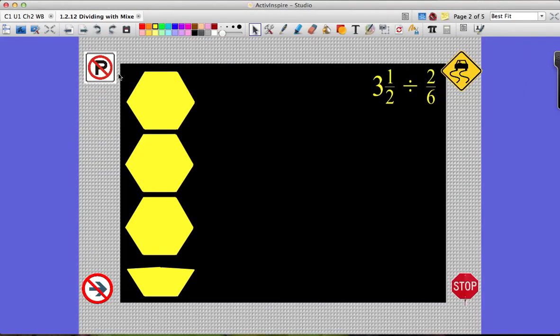Just like we did for the last lesson about dividing fractions, we're going to use a model to show you what it means when we're actually dividing mixed numbers and fractions. In this case, I have 3 1/2 divided by 2/6. It's important to remember that the first number is always how much we start with, and the second number is how many we want in each group.